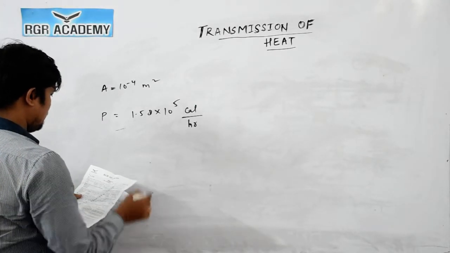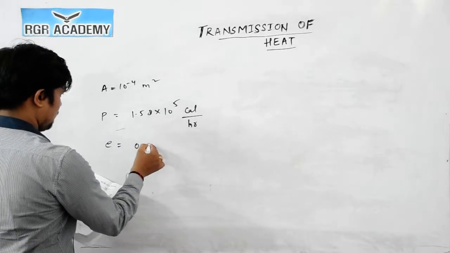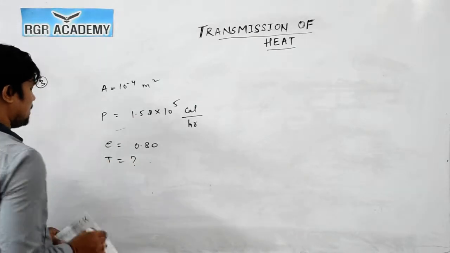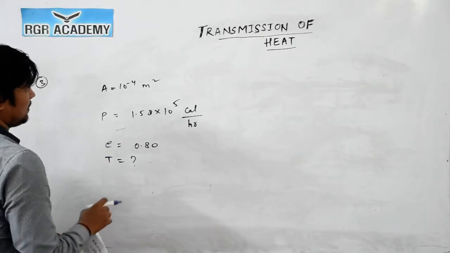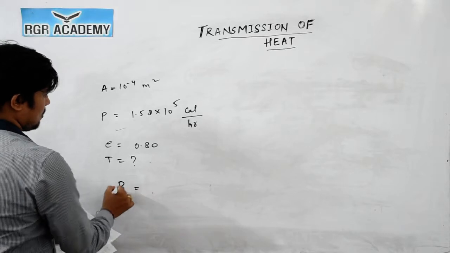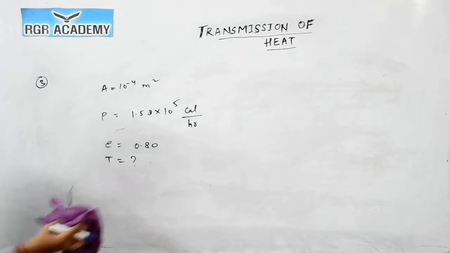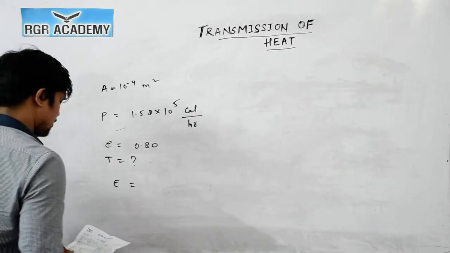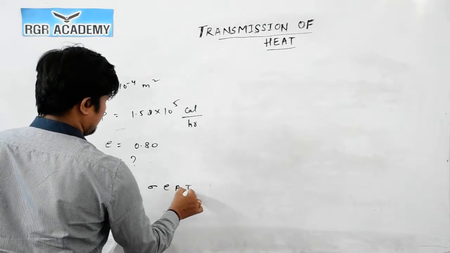If the emissivity is given as 0.80, then they are asking its temperature. Okay, so which law can we use? We know that the rate of heat, that is power, or you can say energy by time, will be equal to sigma e a t to the power 4.